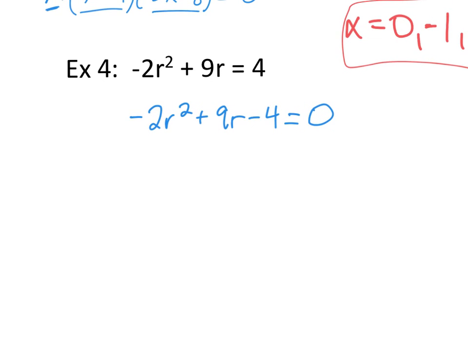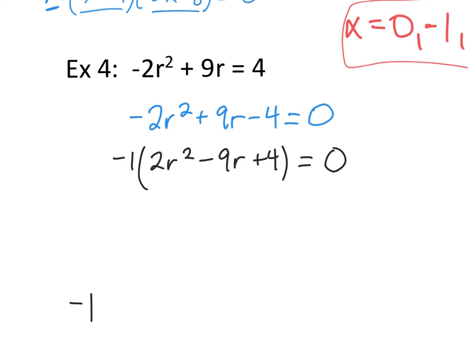So we're going to start off. I don't like a negative leading term, so I'm going to take out the negative. It's just going to make all of those terms opposite signs. So 2r squared minus 9r plus 4 is 0. And I'll just go ahead and put that -1 down here, so it makes it in my final answer.